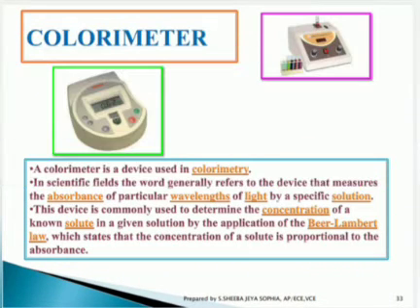Moving to the colorimeter, a colorimeter is a device that is used in colorimetry. It works on the basis of the Beer-Lambert law, which states that the concentration of solute is proportional to the absorbance. That is, when light is passed through a solute, how much light gets absorbed. Based on the intensity of the light, we calculate the changes in the parameter.